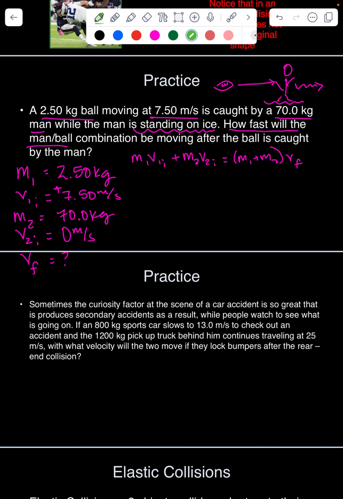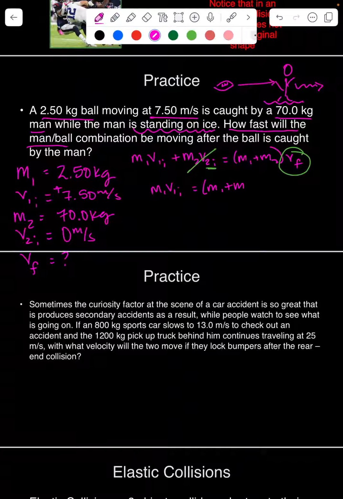For me, I am always going to look for things that are going to cross out before I start rearranging. It just makes it that much easier. We know that the man was not moving at the beginning, so V2 initial is 0, which makes this whole part 0. So our simplified equation is M1 V1 initial is equal to M1 plus M2 times V final.